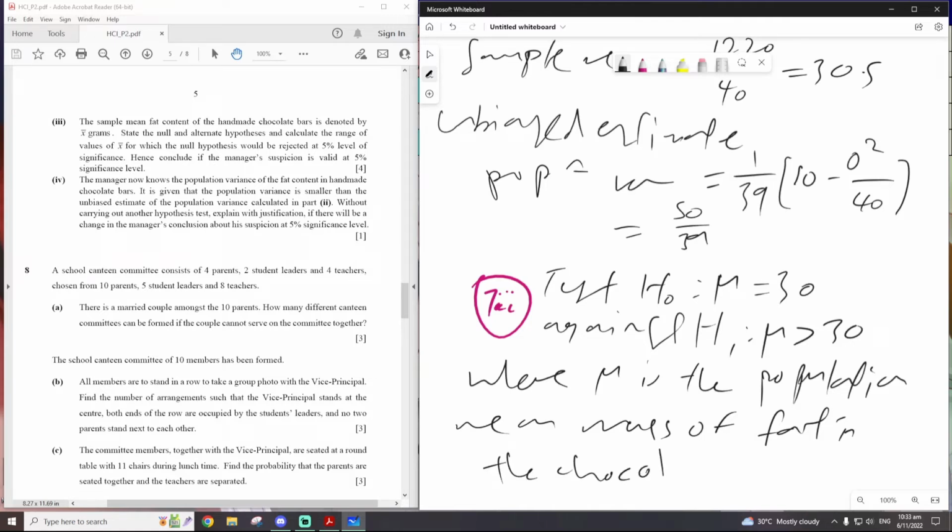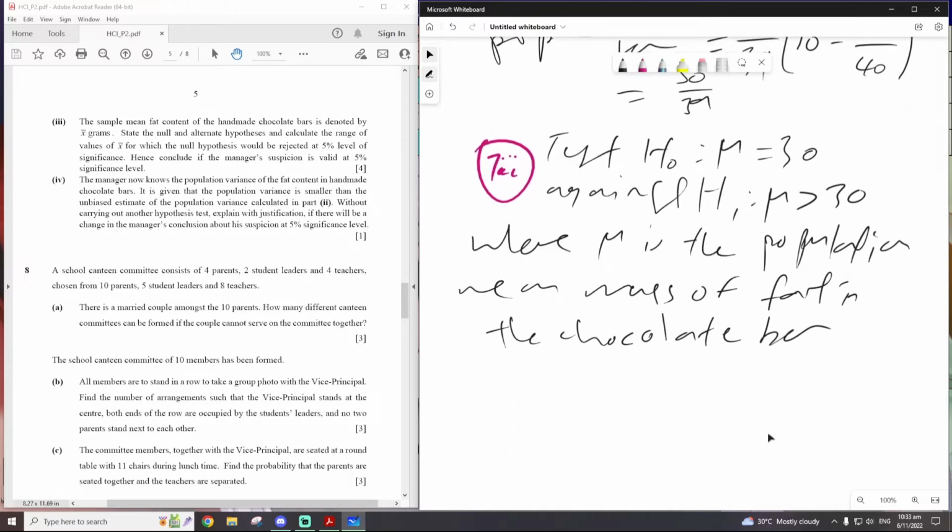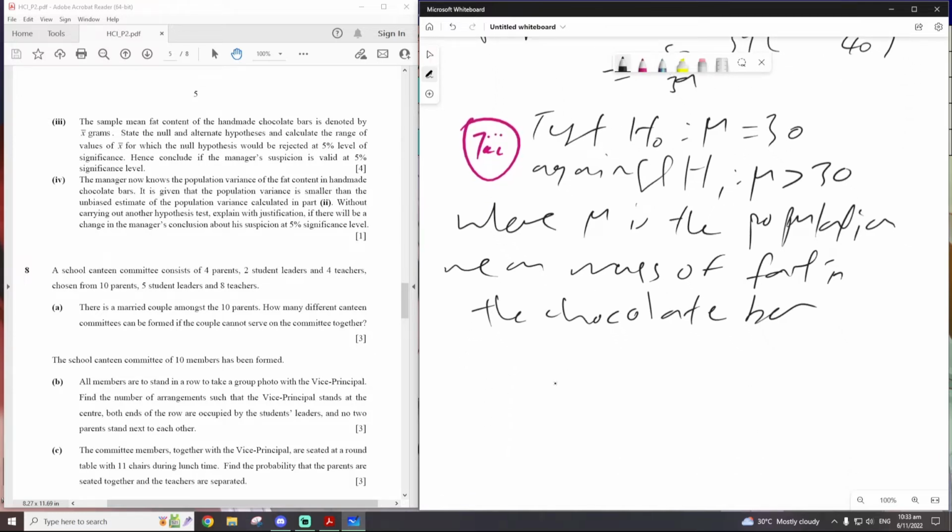X bar is the sample mean, so don't confuse it. Calculate the range of values of X bar for which the null hypothesis would be rejected at 5% level of significance. Honestly, I just use my GC for this, but I think I need to show the working. I don't like showing working for hypothesis testing, but let me get it out anyway.